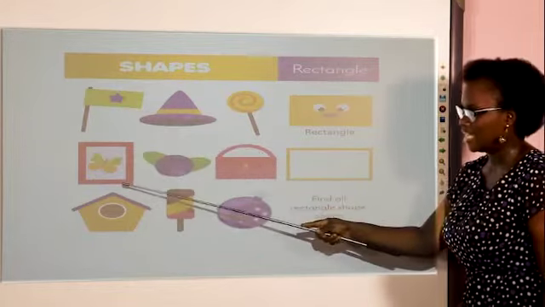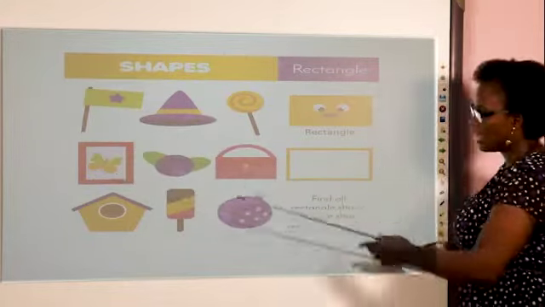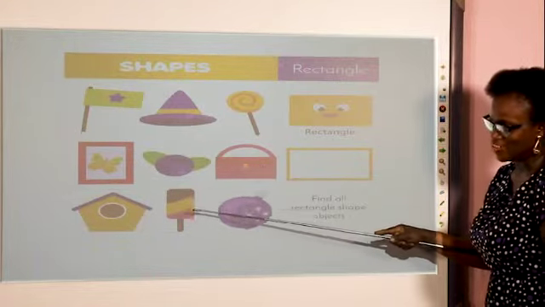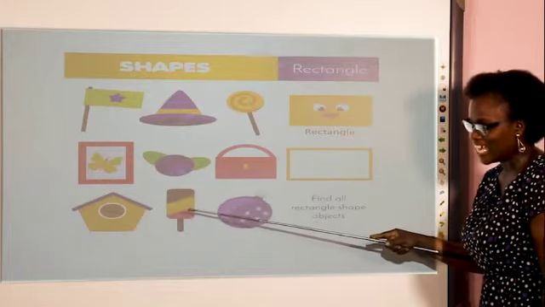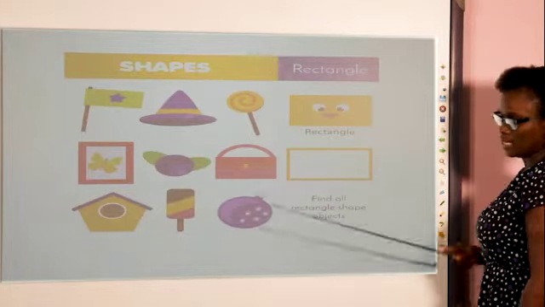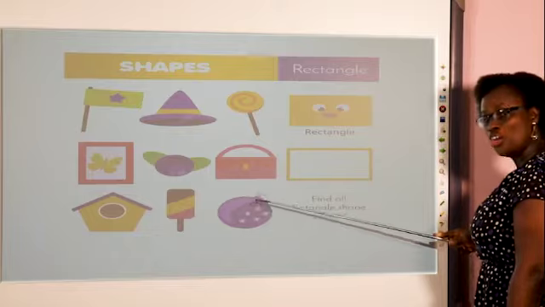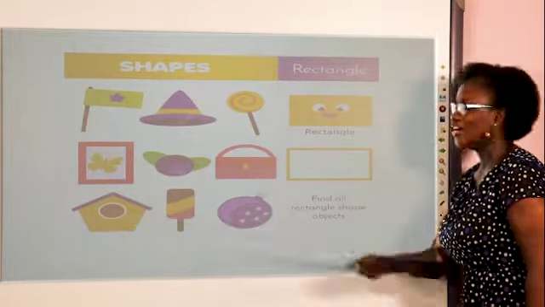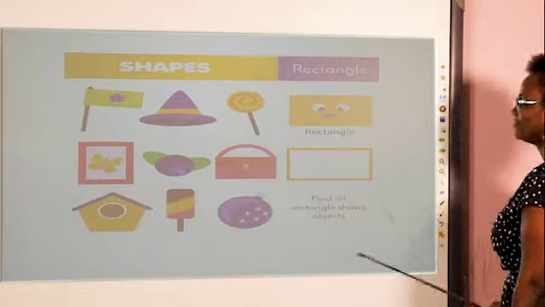Rectangular. Is this a rectangle? No. What about this? Yes. Now what's this? Ice cream, a lollipop. Is it rectangular? Beautiful, it is. Is this the shape we are looking for? No. What about this? No. Okay, so we are good to go.